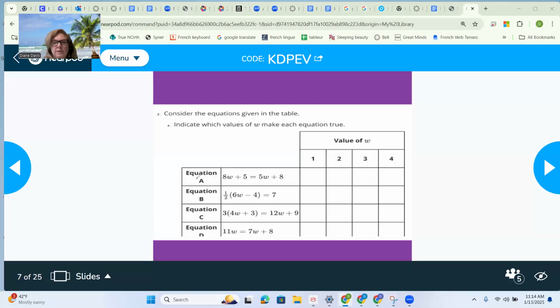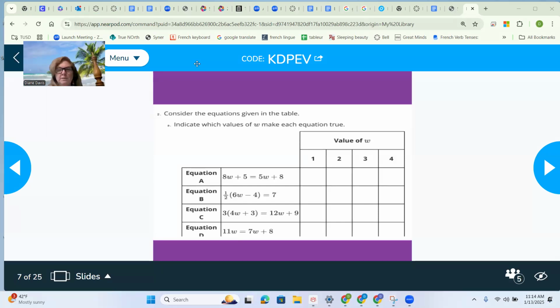Okay, so that's what we found out. What about solution 1 for B? How about substituting 1 in here, and does it make the statement true? If I put a 1 in here, that's 6 take away 4, which is 2, and you multiply 2 times 1/2, right? And you get 2 halves, which is 1, and that's not equal to 7. So no, it's not equal to there.